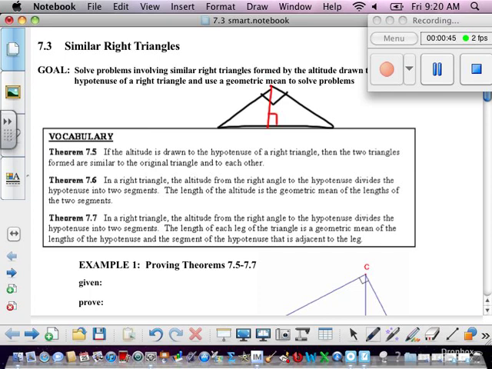Altitudes have to be at 90 degrees. All three triangles are similar to each other. So the one in black is similar to the one in blue, which is similar to the one in green. So if we're going to label these, we can say A, B, C, and D. So if we say triangle ABC is similar to triangle BDC, that is also similar to triangle ADB.